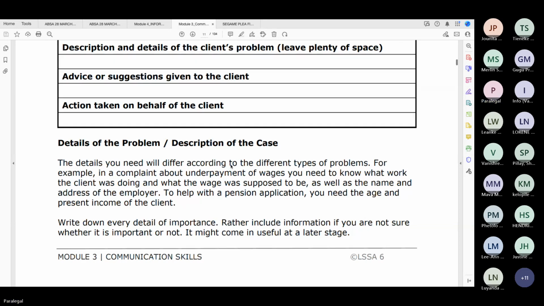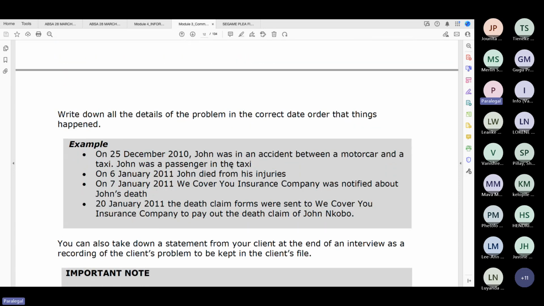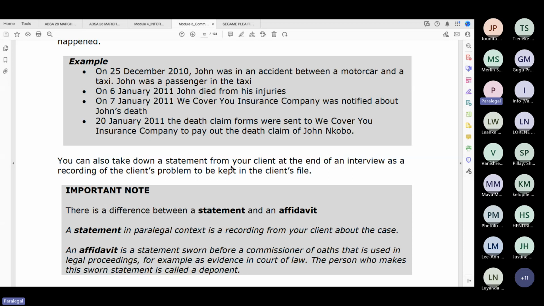So, if you're going to write down the details of the problem, we say here, if you're going to take a statement, write down every detail, but I'm going to scroll down and show you what I mean. You see, in the example there, I say on 25 December 2010, John was in an accident between a motor car and a taxi. John was a passenger in the taxi.